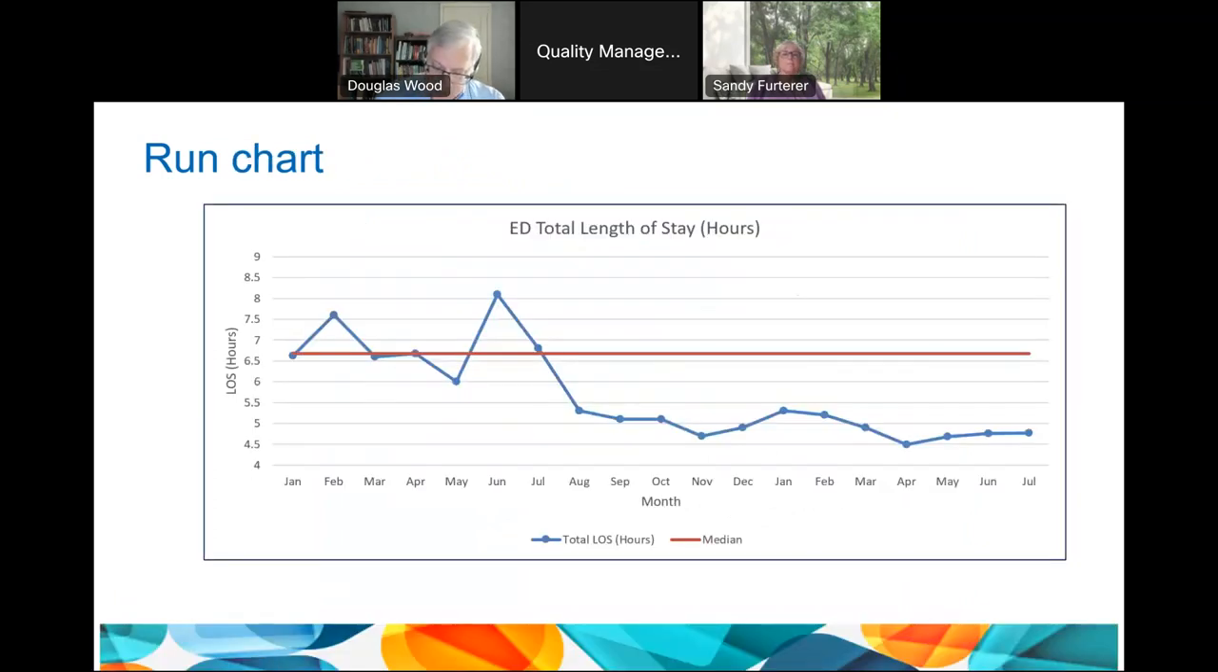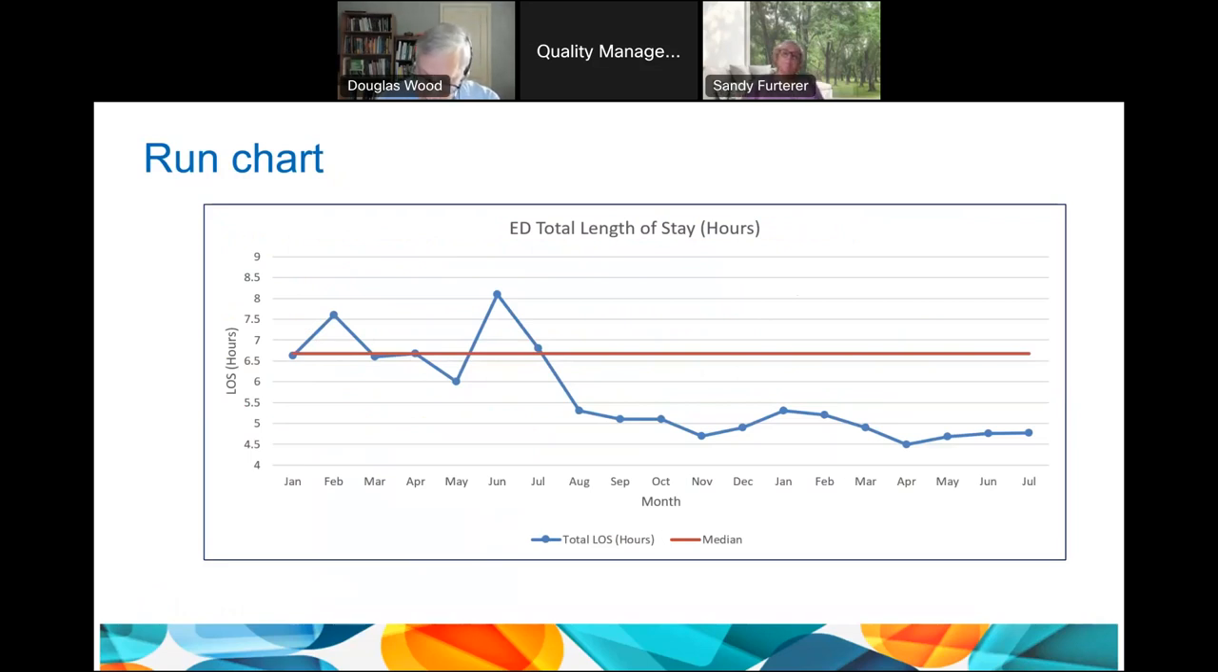In the case study, the run chart for the ED total length of time, the median was 6.7 hours for the time period from January through July and 4.9 from August to the following July. And this is so obvious here. The average baseline length of stay was 6.9 hours. That is before August, okay? And the improved length of stay was 4.9 hours from August on.